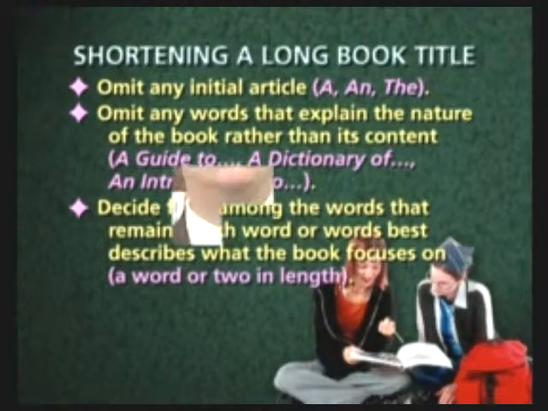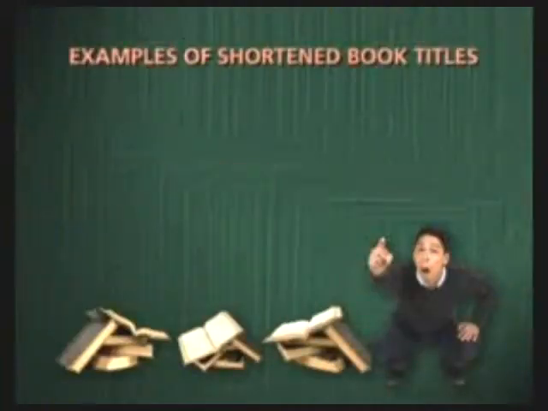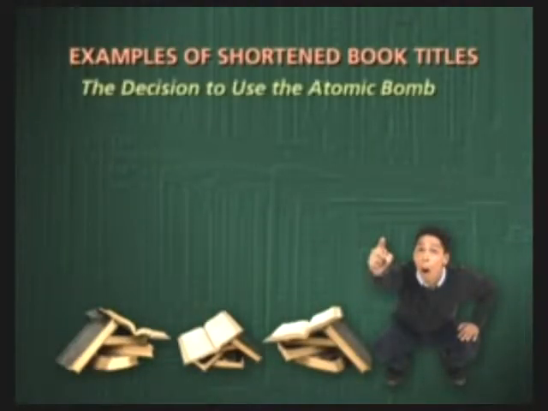There's no one correct way to shorten most book titles, but here are some examples of how you might do this when referring to a book for the second or third time in your footnotes. Let's say you were referring to a book called The Decision to Use the Atomic Bomb, a history book analyzing how Truman made that decision. This could be shortened to Decision.